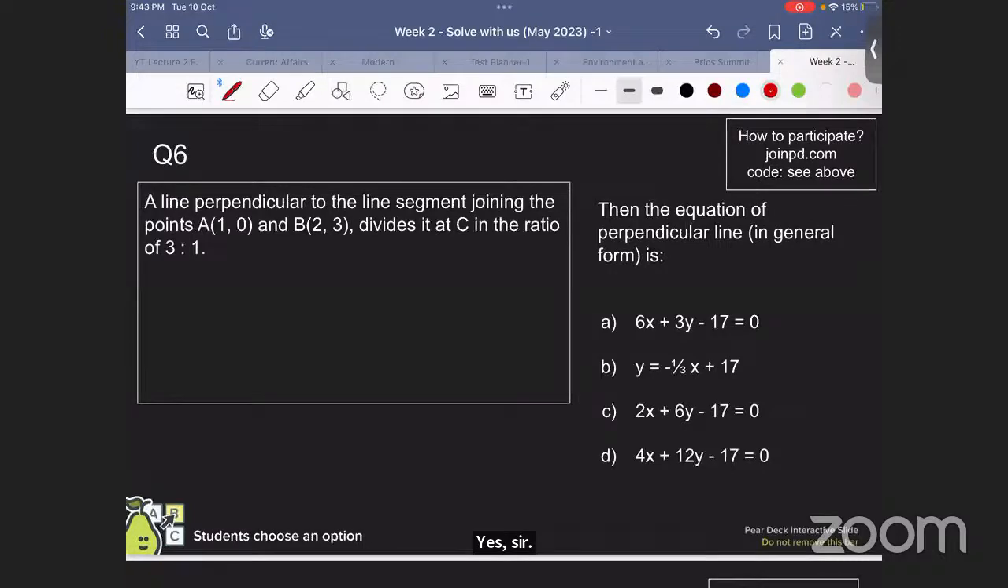Sir, can I solve it orally? No, you don't have to solve it orally. You just use pen and paper. Okay.